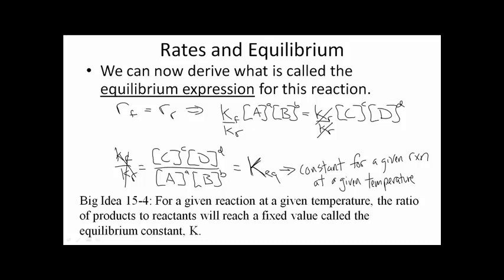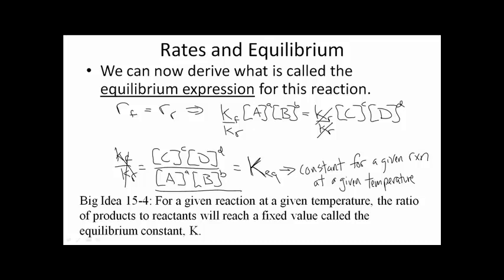The question was, is it only for the K of equilibrium? Yeah. So you still have the small Ks from the reaction rates, right? All right. So, summary. For a given reaction at a given temperature, the ratio of products to reactants will reach a fixed value called the equilibrium constant, K, described by this equation.